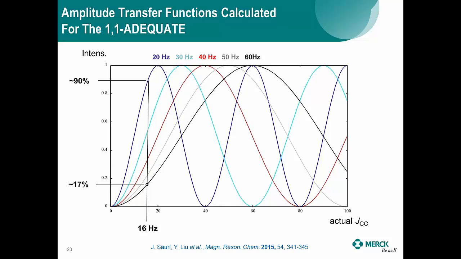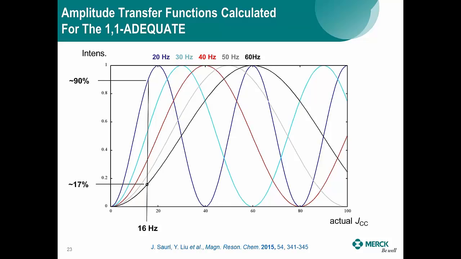But even such a large correlation in a 60 Hertz optimized experiment can give rise to a response of about 17% of the possible maximum intensity. So this 17% can definitely show up sometimes in the 1,1-ADEQUATE, and especially in the 1,1-HD-ADEQUATE, where we are having an increase in the sensitivity.